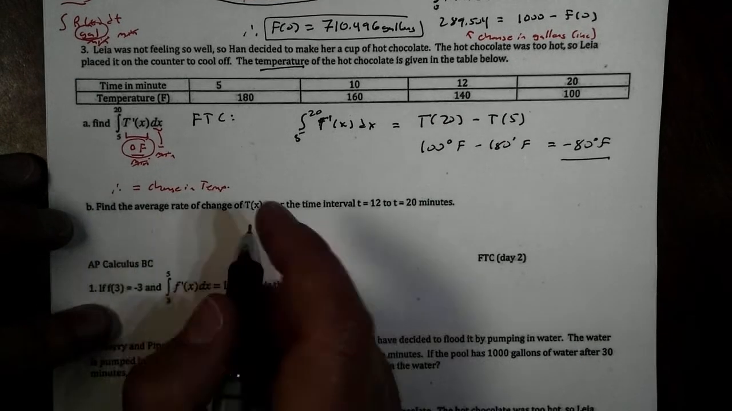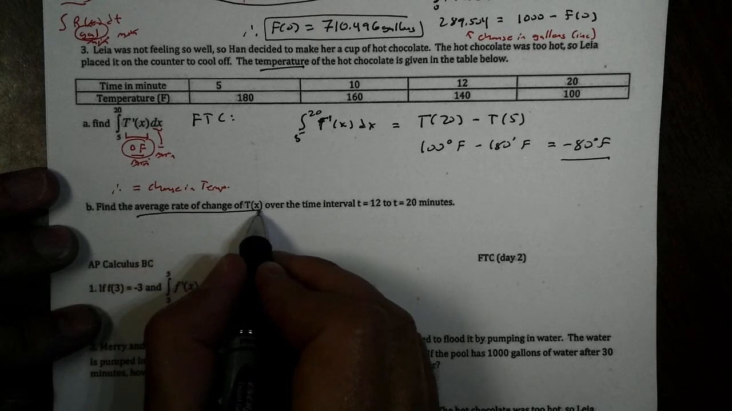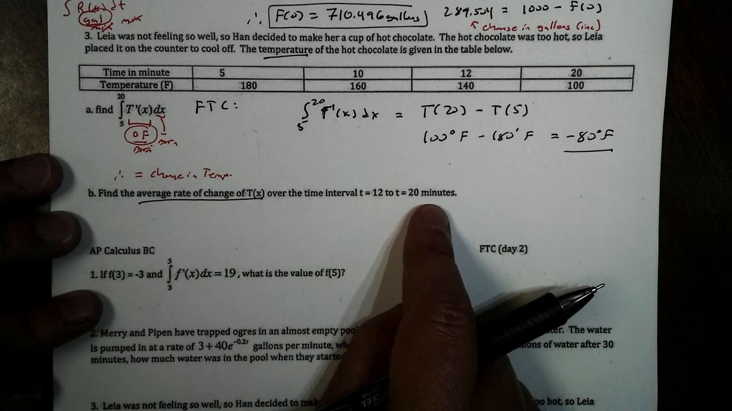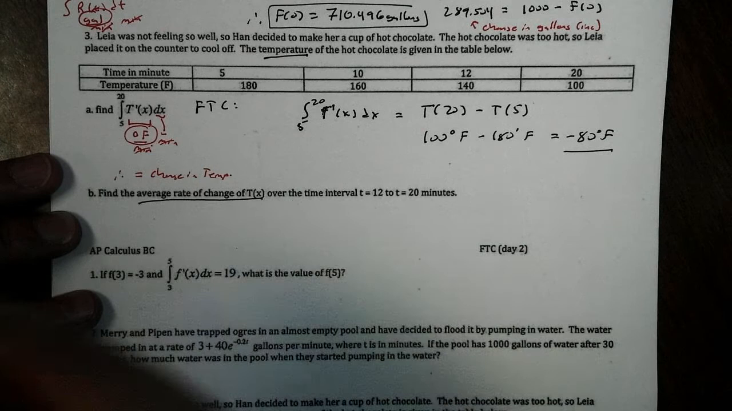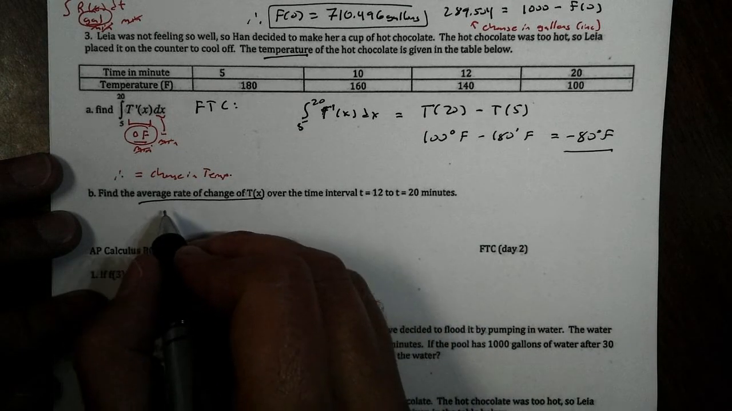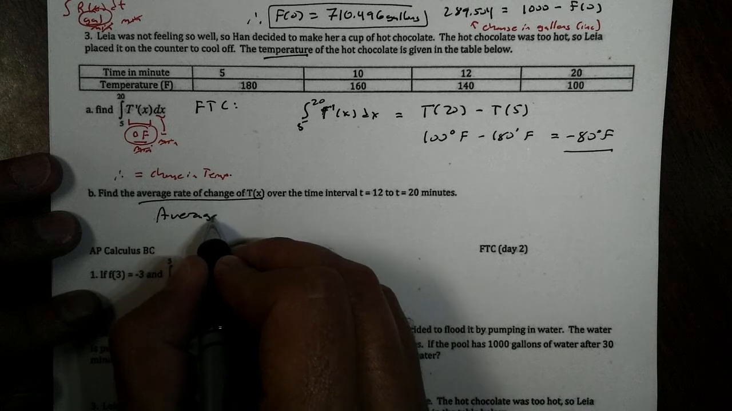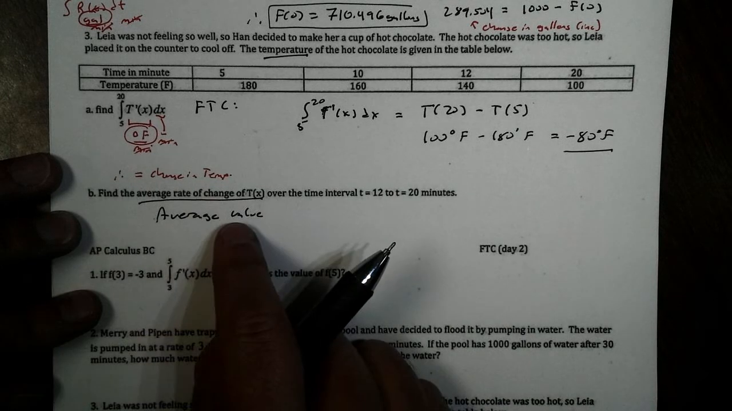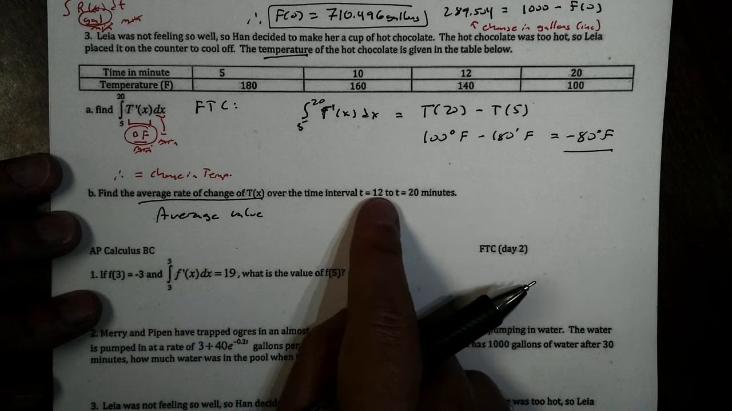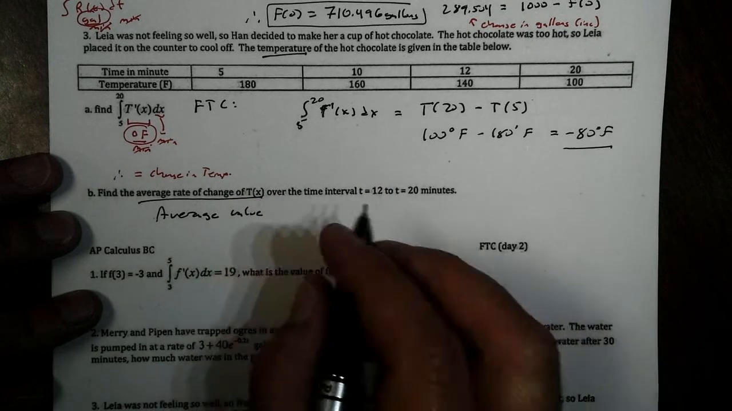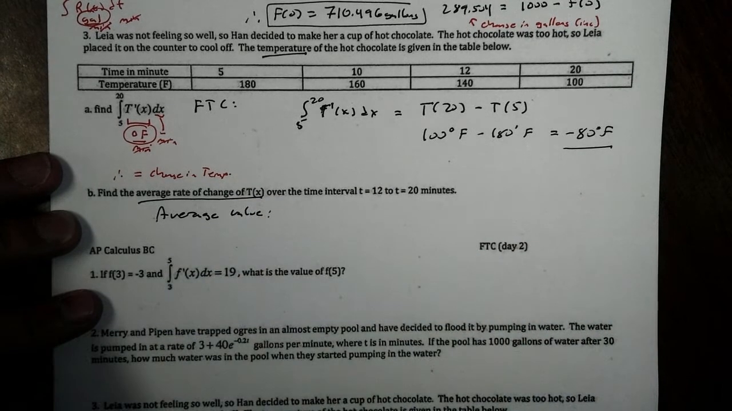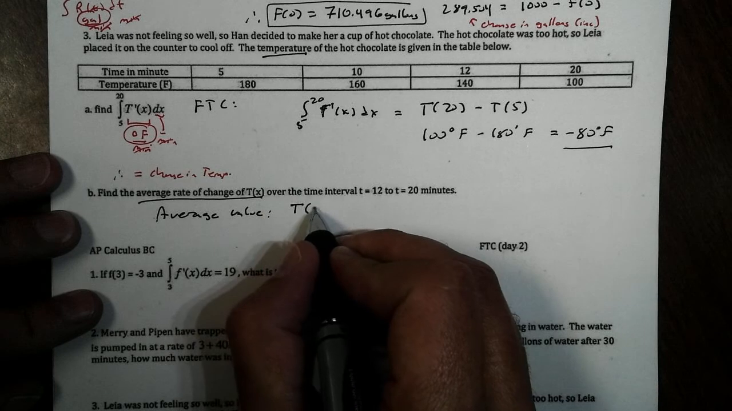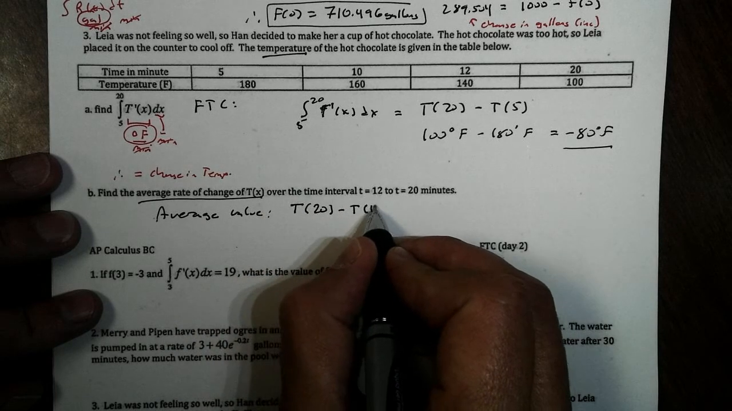All right, the next question. It says, what's the average rate of change over the time interval 12 to 20? Well, to get that, this is what we call an average value. So I want the temperature change from 20 to 12. If I want to find the average rate of temperature, I have to find the difference in the value. So we're going to use a new formula here today. I want to find the temperature at 20 minus the temperature at 12.